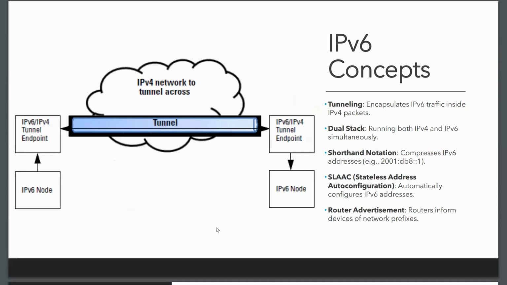With IPv6, we see new concepts like tunneling, where IPv6 traffic can be sent over an IPv4 network by encapsulating V6 packets in V4 packets. Another common technique is dual stack, where both IPv4 and IPv6 are run simultaneously on the same devices or networks. IPv6 also uses a shorthand notation to compress its long addresses, which improves readability. IPv6 also introduces SLAAC, or stateless address auto-configuration, which allows devices to automatically configure their own IP address without the need for a DHCP server. Combined with router advertisements, devices can easily discover and configure their own network settings.